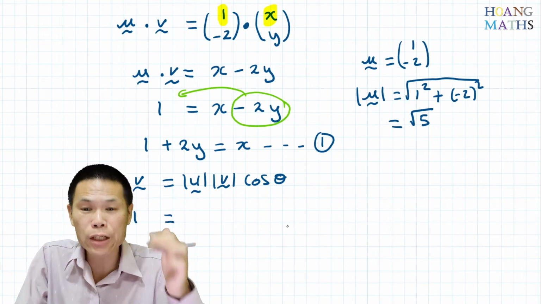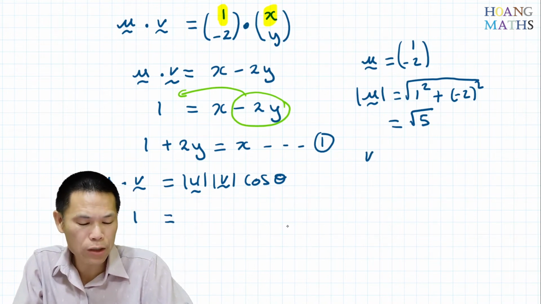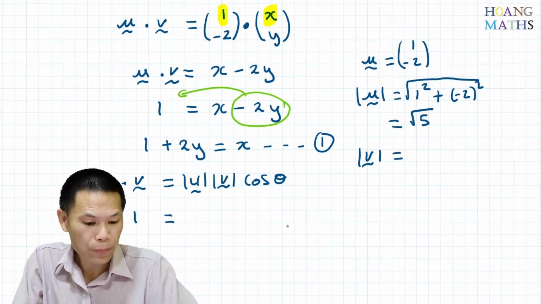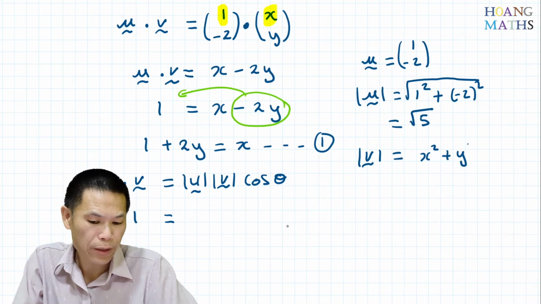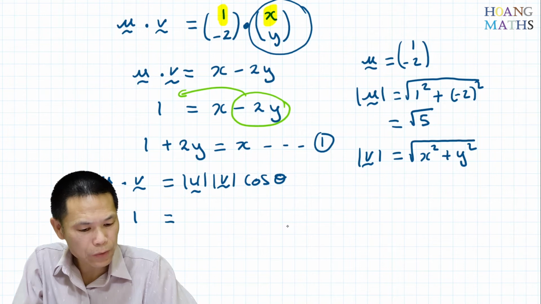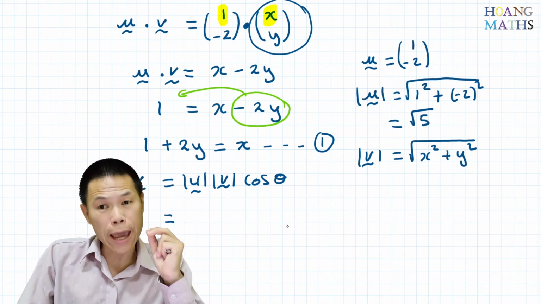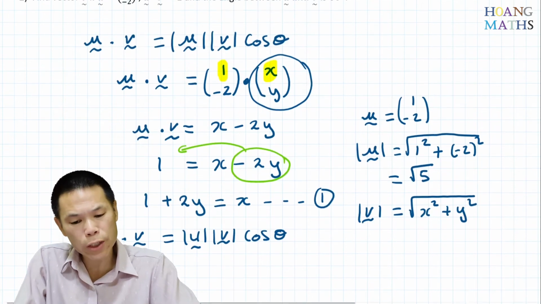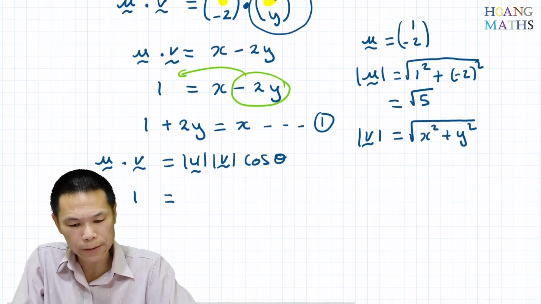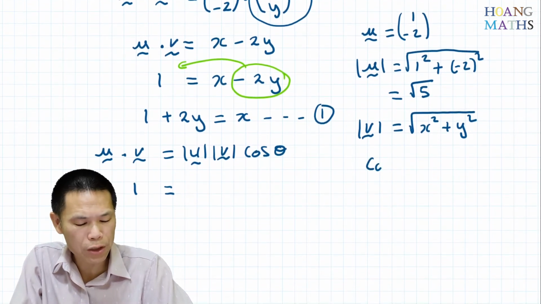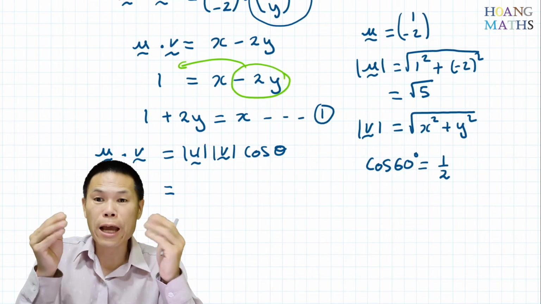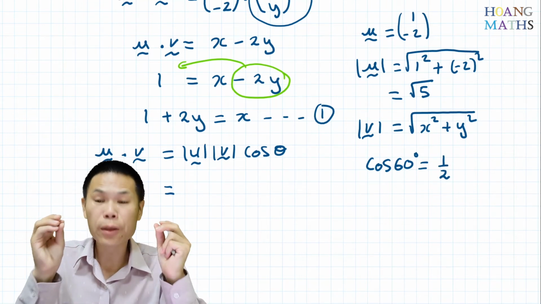And we find the magnitude of vector v. So the magnitude of v is equal to x squared plus y squared, because vector v is this. And we square root this. So there you go. Then cos the angle in between. So the angle in between these two vectors is 60 degrees. So we find cos of 60. So we know that cos of 60 degrees is a half. So now I just substitute this value into the formula.